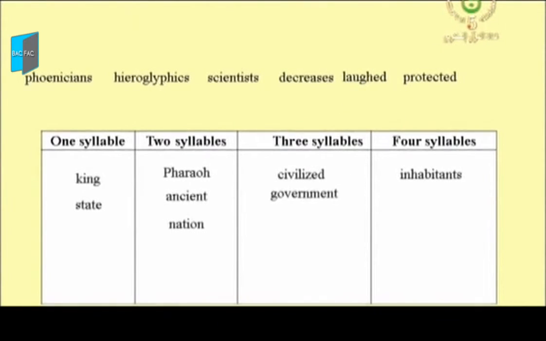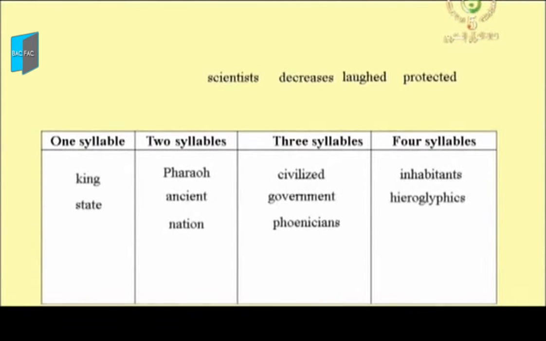Hieroglyphics. This one is rather long. Let's repeat it. Hieroglyphics. How many syllables? 4 syllables. Good. Scientists. 2 syllables. Decreases. 3 syllables. Pay attention here because the final S is heard as iz. So this is why we have 3 syllables.